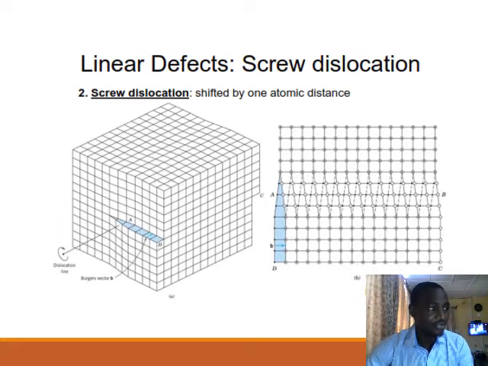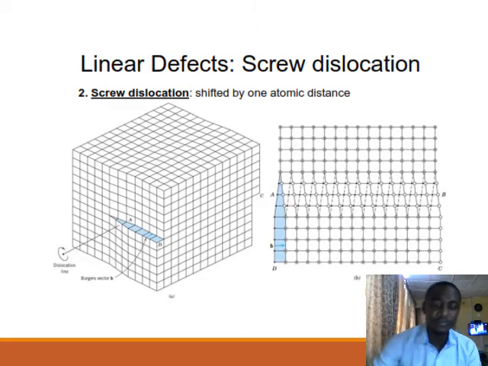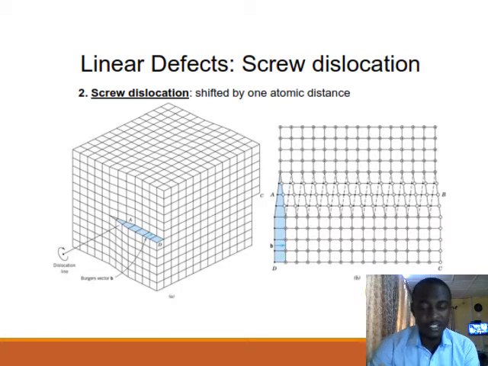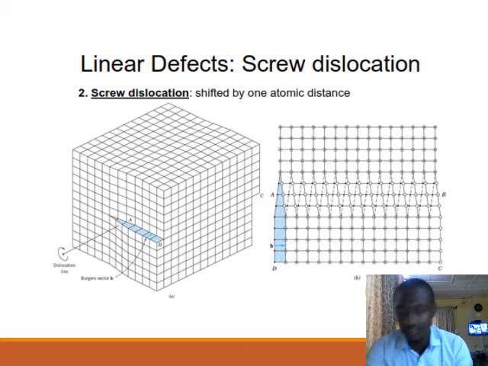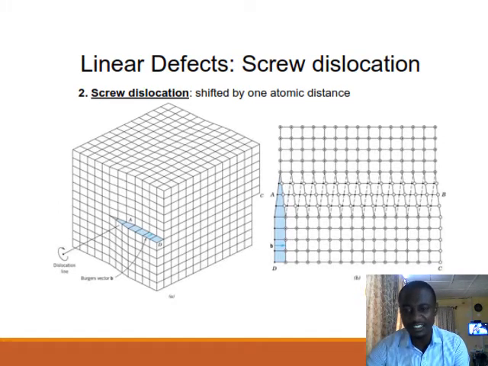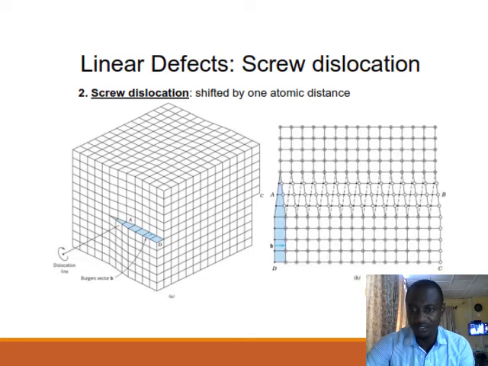You can even have a situation where you have both edge and screw dislocation in the same material. Once you have this condition, you call it a mixed dislocation. Both the edge dislocation and screw dislocation are typical examples of a line defect. They are very important in understanding deformation of metallic materials, and you will now see that this defect has a direct influence on the property of the metal, in this case ductility or deformation, as the case may be.